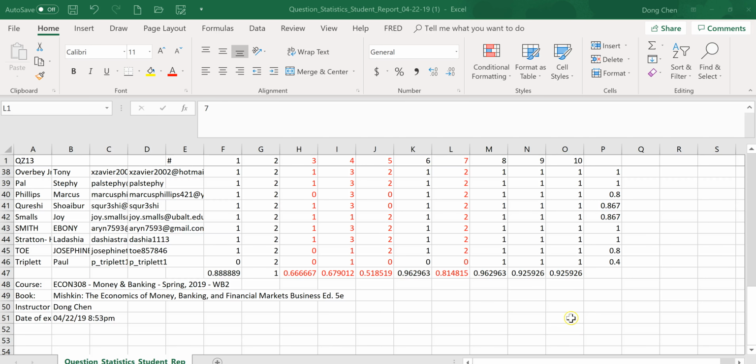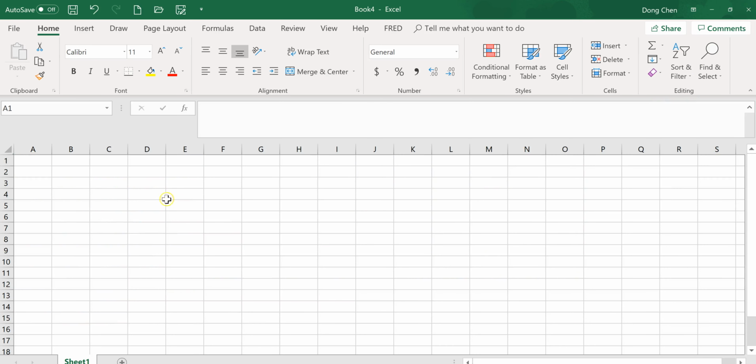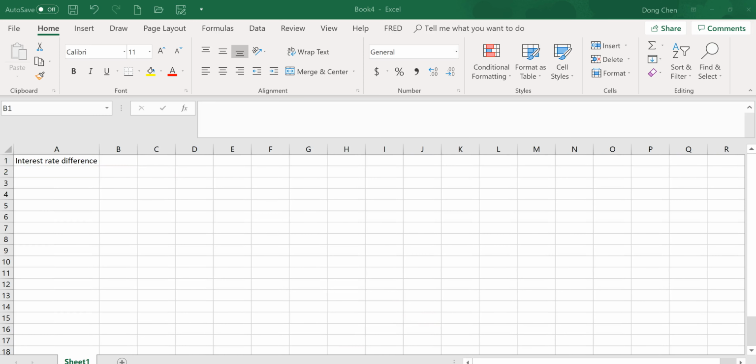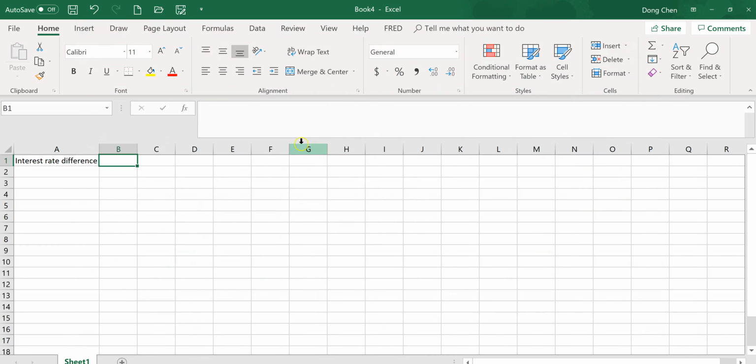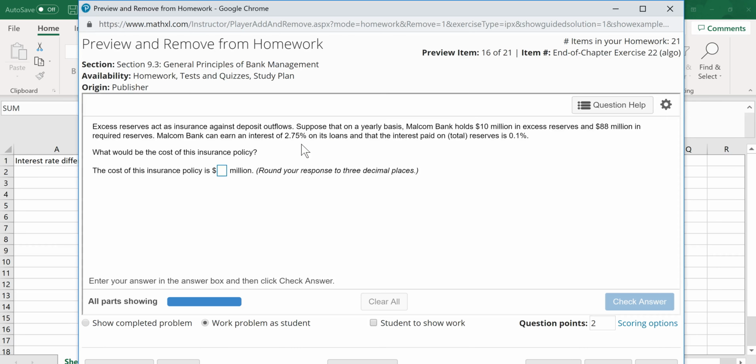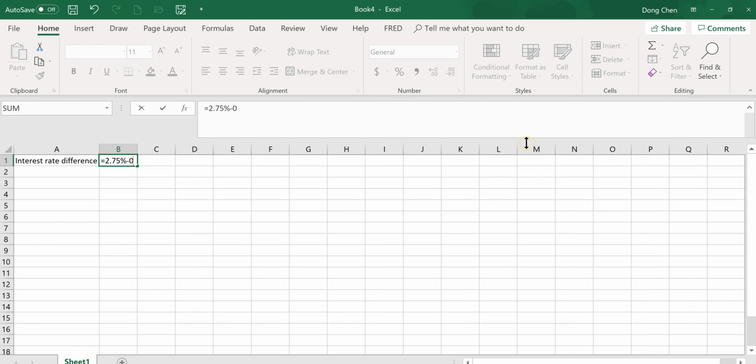So here, the interest rate difference is the cost of these excess reserves, and in this case it is 2.75% minus 0.1%. But this is only on a per dollar basis.